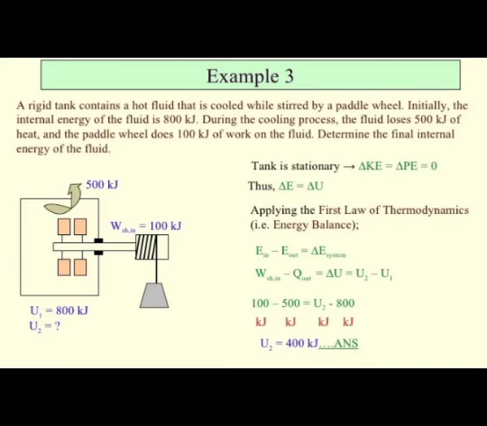A rigid tank contains a hot fluid that is cooled while being stirred by a paddle wheel. Initially, the internal energy of the fluid is 800 kilojoules. During the cooling process, the fluid loses 500 kilojoules of heat and the paddle wheel does 100 kilojoules of work on the fluid. Determine the final internal energy of the fluid.